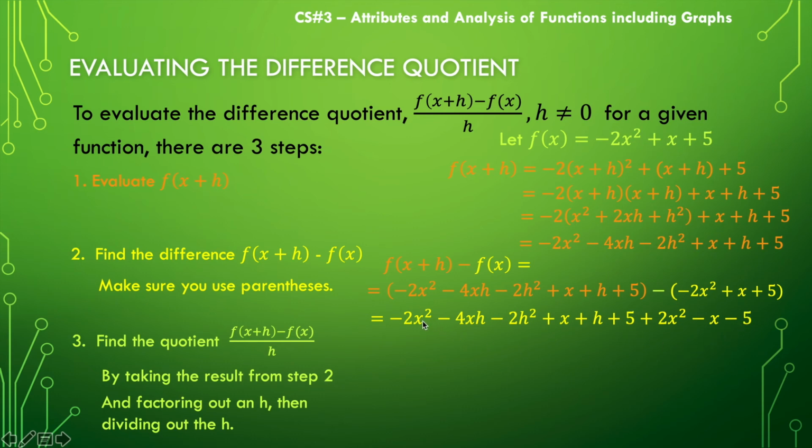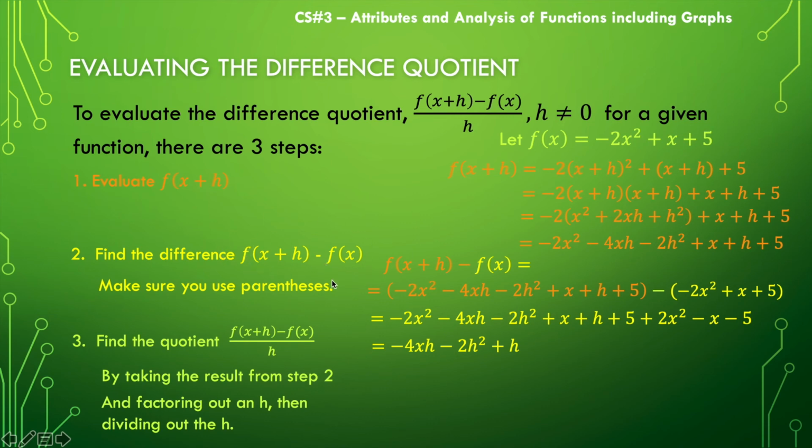So this negative 2x squared, this positive x, and this positive 5 are all negated by what's in the back, by this f of x. So what results when I combine like terms are just these three terms: negative 4xh minus 2h squared plus h. Okay, so now we've completed step 2. We've found the difference for the difference quotient.